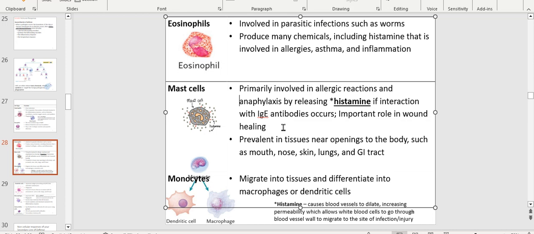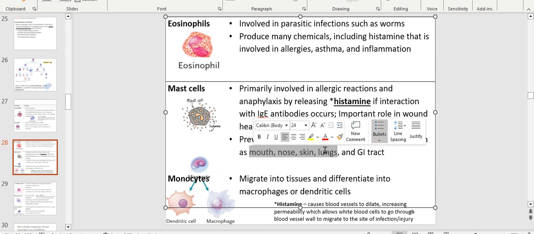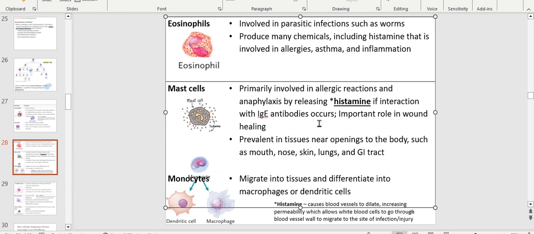if interaction occurs with immunoglobulin E, IgE as we call it, antibodies. They have an important role in wound healing, and are prevalent in tissues near openings to the body such as the mouth, nose, skin, lungs, and GI tract, for sure, involved in allergic reactions. Monocytes. These migrate into tissues and differentiate into macrophages and dendritic cells.